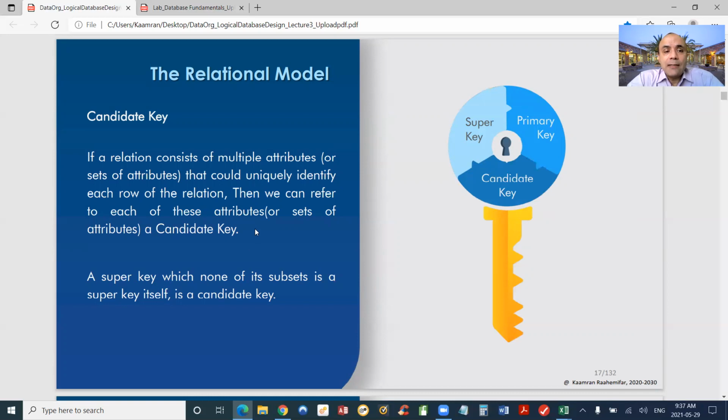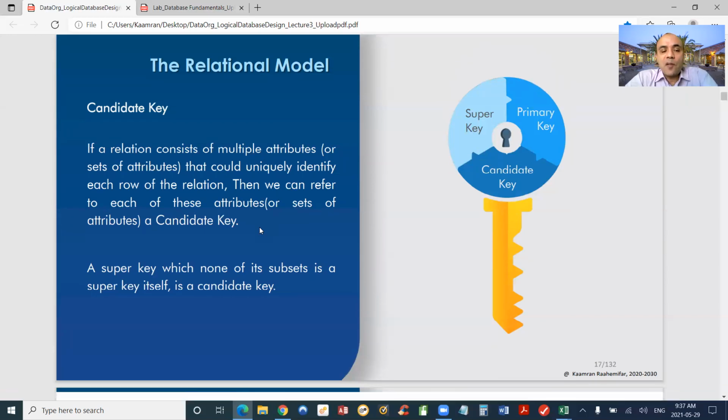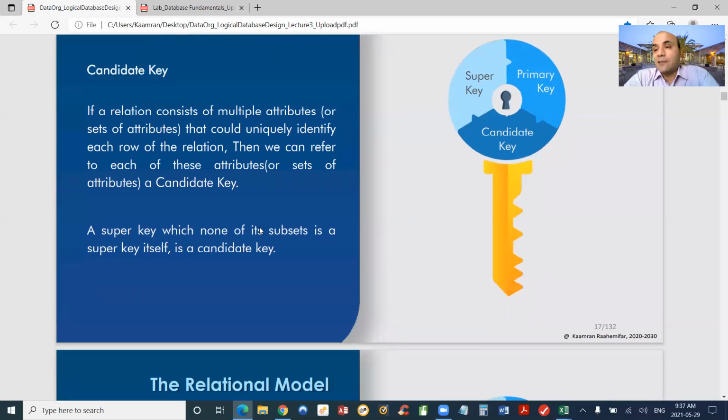If a relation consists of multiple attributes or sets of attributes that could uniquely identify each row of the relation, then we can refer to each of these attributes or sets of attributes, as I said, composite key, a candidate key. A super key, none of whose subsets is a super key itself, is a candidate key. That makes sense.